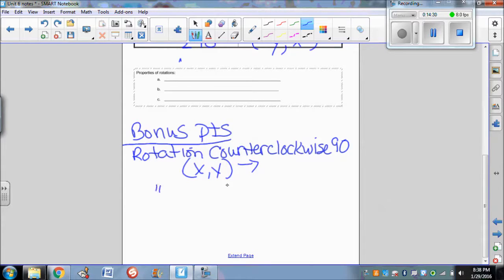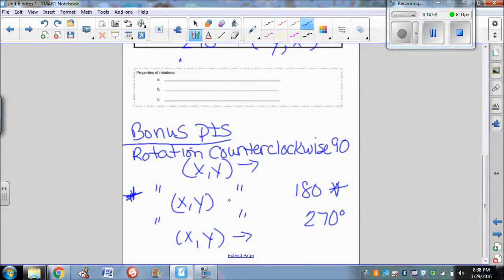And then what if it's a rotation counterclockwise of 180? I'm going to put a star by that one, and then I want you to tell me what's unique about 180. And then the third one for a third bonus point, rotation counterclockwise of 270 degrees. What's the rule? (x, y) goes to what? What's the rule for all three of those, and then what's special about 180, or what's unique. All right? We're going to practice. See you guys on Monday.